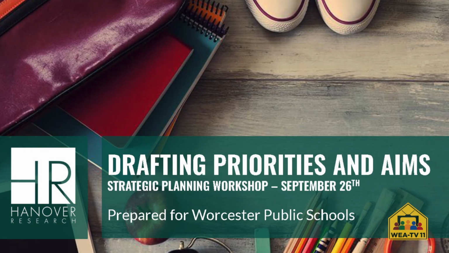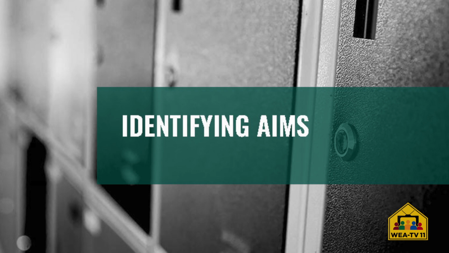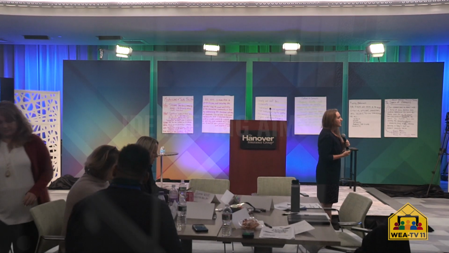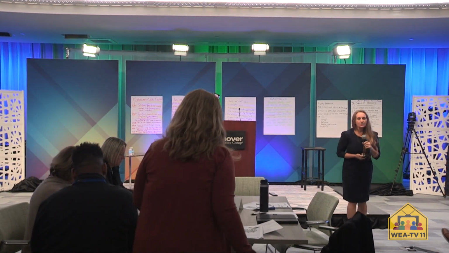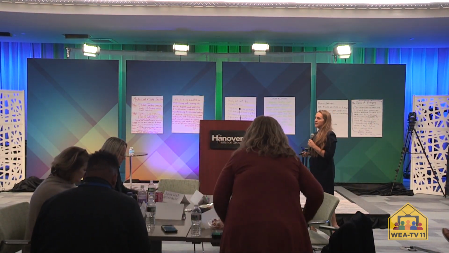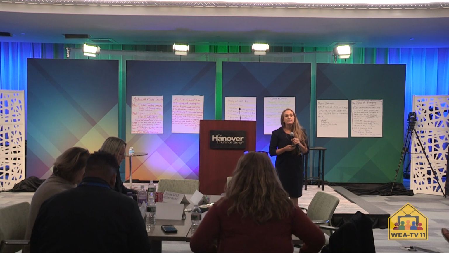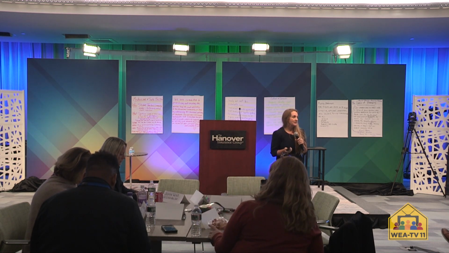So as we said, this afternoon session is going to be about identifying those aims. So the first thing that we're going to do is go through exactly what an aim is, how we want to think about it, and then you are going to spend time identifying 2 to 3 aims for your priority. And then we're going to spend time thinking about it as a group.